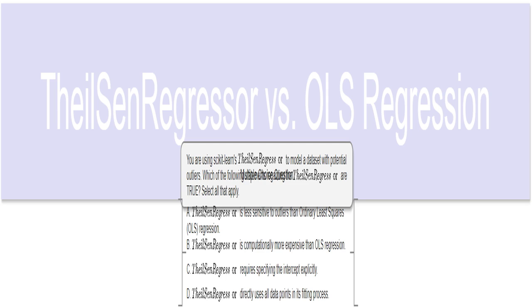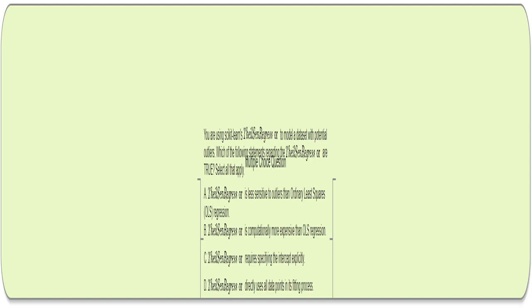TheilSenRegressor is more flexible. It's less worried about being close to every single point and more focused on finding a line that represents the overall trend, making it more resistant to outliers. This is a multiple-choice question testing your understanding of TheilSenRegressor. You'll need to select all the true statements about its properties.